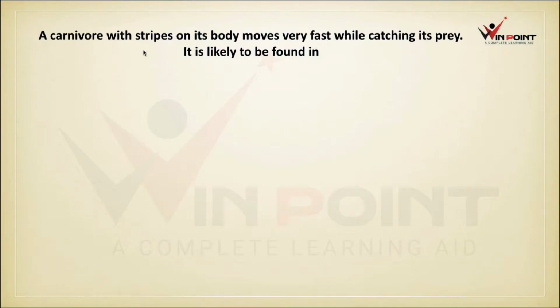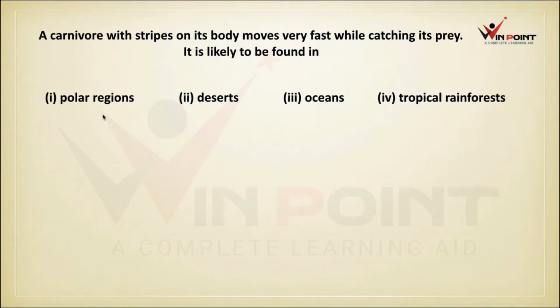A carnivore with stripes on its body moves very fast while catching its prey. It is likely to be found in polar region, desert, ocean, tropical rainforest. Answer is tropical rainforest.